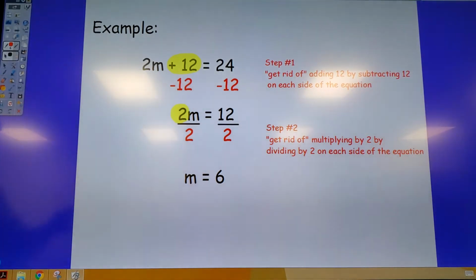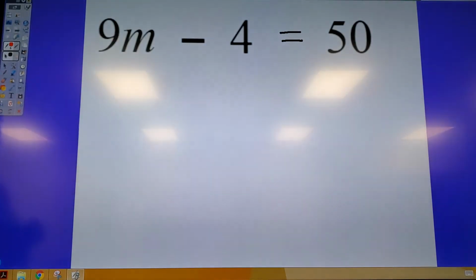Okay? So go ahead and write down this first example. 9m minus 4 equals 50. And then we will work through it together.